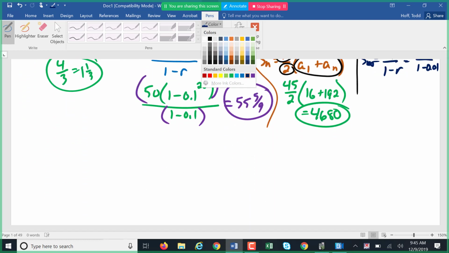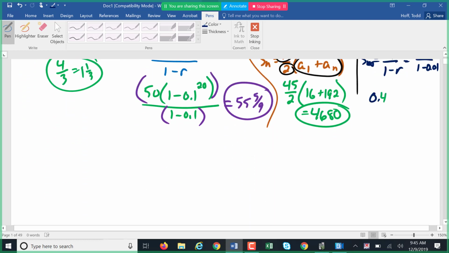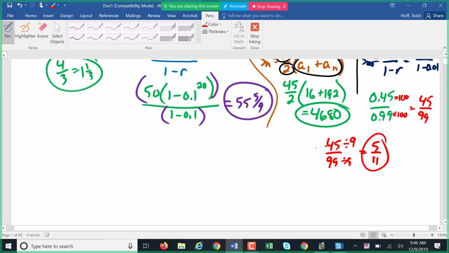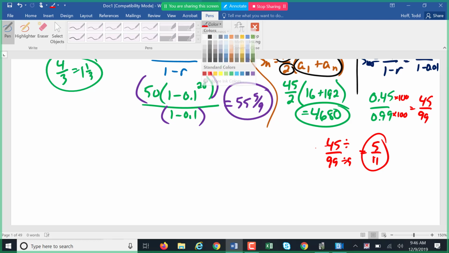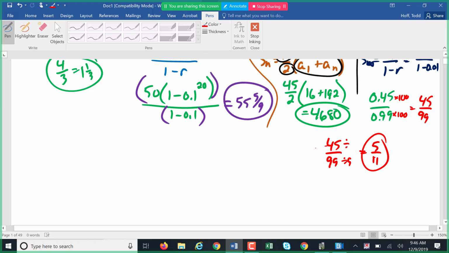So 0.45 over 0.99. And I'm going to multiply both of those by 100 to move the decimal points, because both have 2 decimal places in them. So that's 45 over 99, and now I have to reduce that fraction. Both of those can be reduced by 9, it looks like. 45 divided by 9 is 5, 99 divided by 9 is 11. So that would have given us 5/11ths had I had the repeating symbol on that for you.